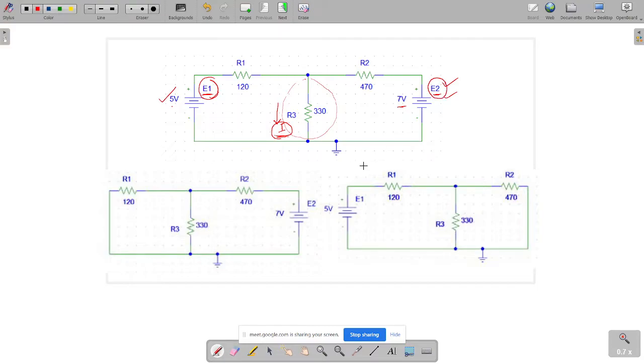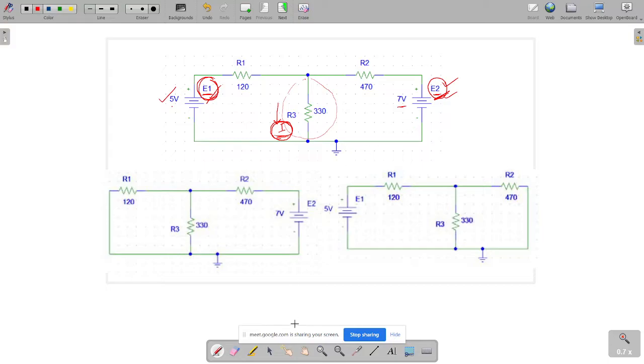Let me repeat it once again. This particular current I, flowing through R3, will be the algebraic sum of the current that is independently produced by the E1 voltage source, or the current produced by voltage source E1 alone, and also the current produced due to the E2 voltage source.